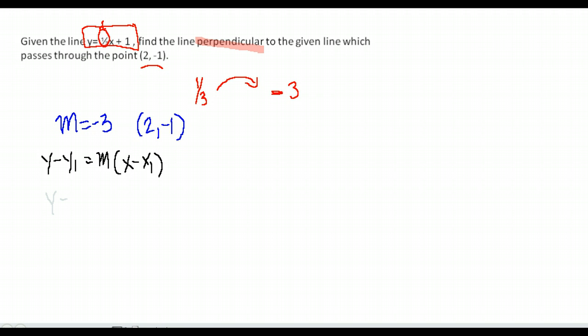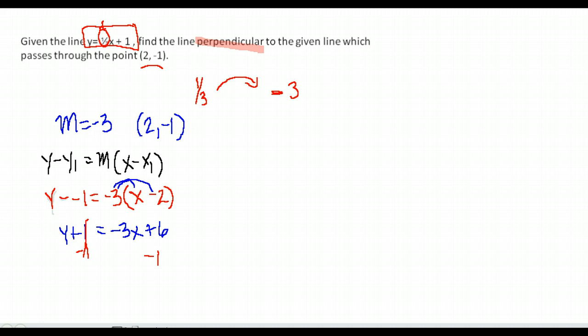Okay, so y minus y1, remember, is the y from our point. So that would be negative 1. M is the slope times x minus the x from our point, which was 2. We simplify. So again, minus a negative makes this y plus 1. We distribute the negative 3, and we get negative 3x. And negative 3 times negative 2 is a positive 6. Our last step is to get y by itself by subtracting 1 from both sides. And we end up with our answer of y equals negative 3x plus 5.